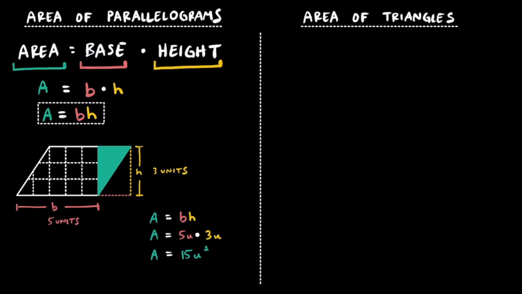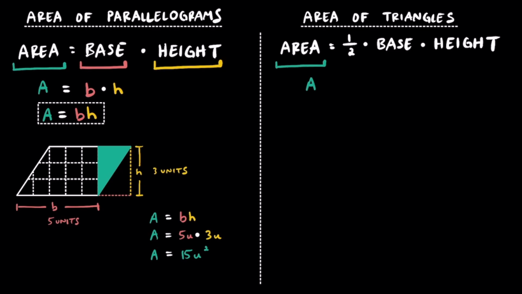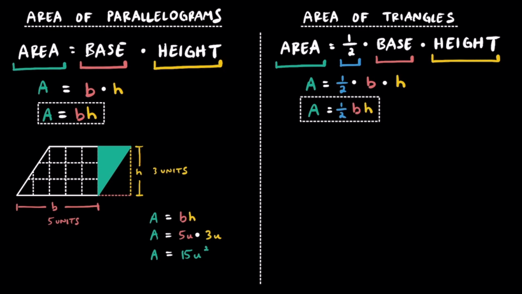Now let's look at how to find the area of a triangle. For triangles, area is equal to 1/2 times the base times the height. Simplifying this a bit more into an algebraic equation, we can write capital A is equal to 1/2 times lowercase b times lowercase h. And simplified even more, we can say that capital A is equal to 1/2 bh.